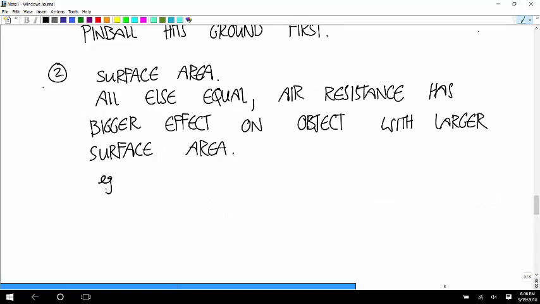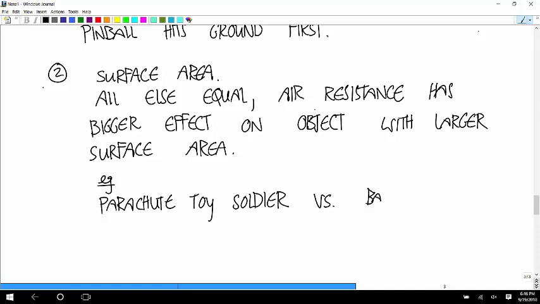To think about this, imagine dropping a toy army man with a parachute off a building at the same time as you drop a ball or something that has the same weight. A parachute toy soldier versus a ball with the same weight.